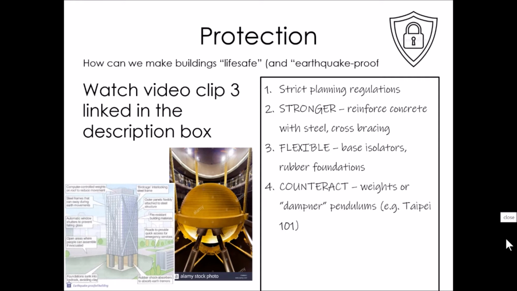Something else you can do is you can counteract. So instead of being flexible, you can counteract the actual movement of the seismic waves, which again allows for that swaying a little bit. So one thing you can do is you can put computer controlled weights on the top of the roof that will work electronically to work out which way they need to kind of sway to make sure that they're counteracting those seismic waves. You can get these big pendulums. So this is a very famous example of a pendulum you can see on my slide here, that is in the Taipei 101 building.